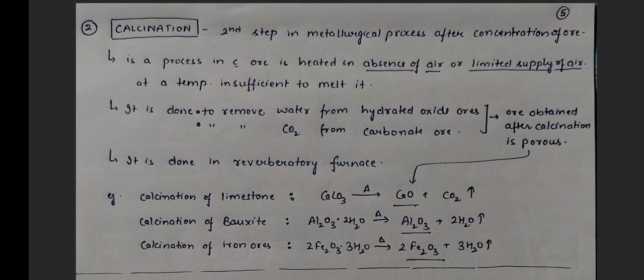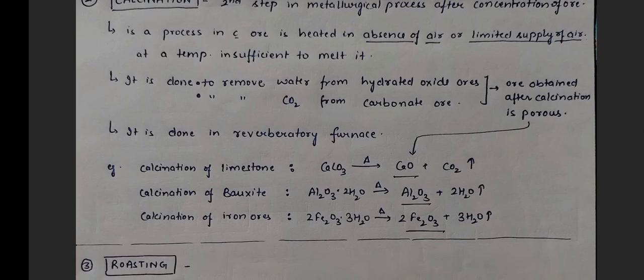Second, calcination. Second step in the metallurgical process after concentration of ore is a process in which ore is heated in the absence of air or a limited supply of air at a temperature insufficient to melt it. It is done to remove water from hydrated oxide ores and to remove carbon dioxide from carbonate ores. The ore obtained after calcination is porous.